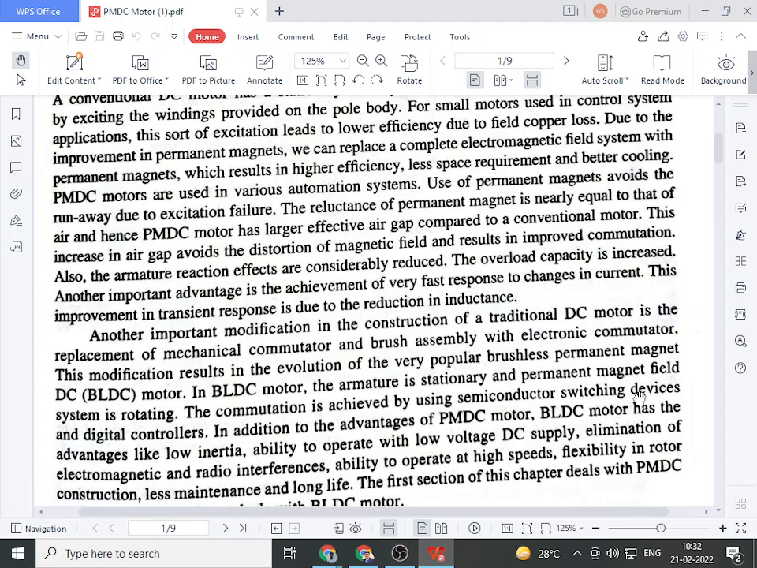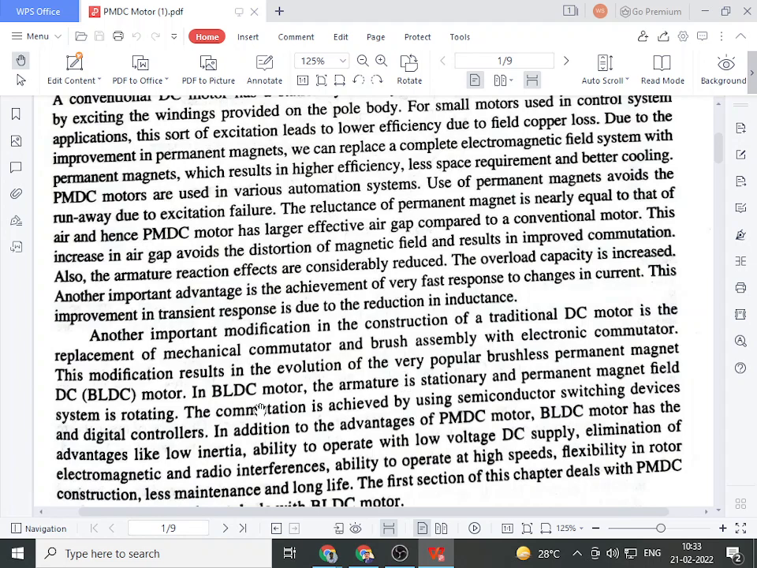Again, the second important drawback of a conventional DC motor is commutation failure. In some cases there will be chances of commutation failure in a conventional DC motor. So it is convenient to replace this commutator and brush arrangement with some electronic commutation arrangement. That modification can be made in the conventional DC motor. This modification results in a very popular type of DC machine known as the brushless DC motor, or BLDC motor.